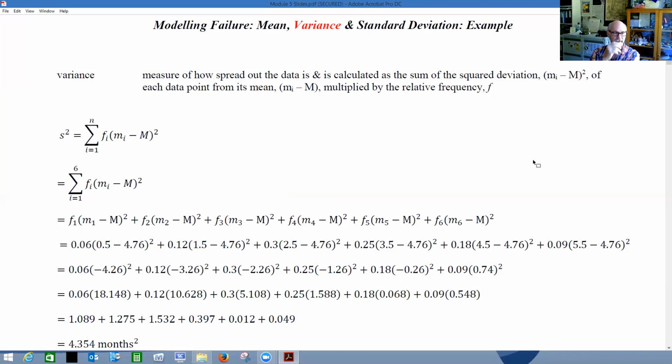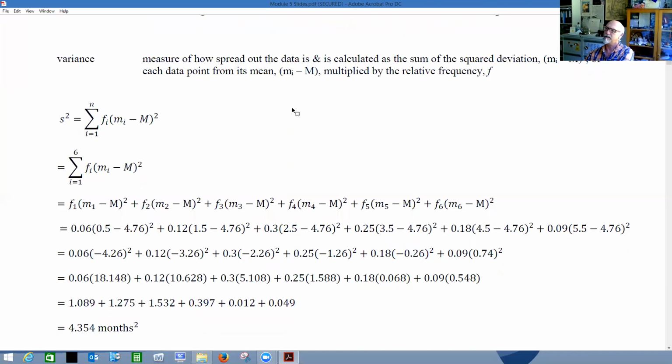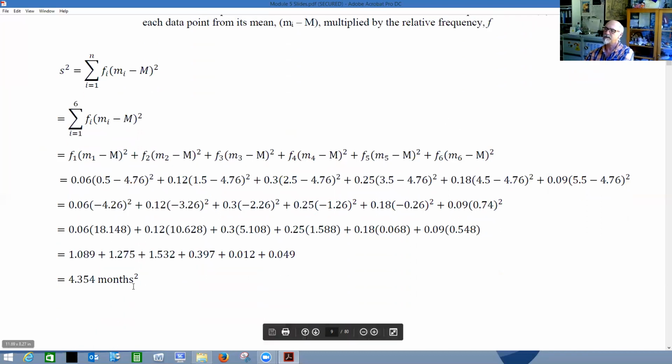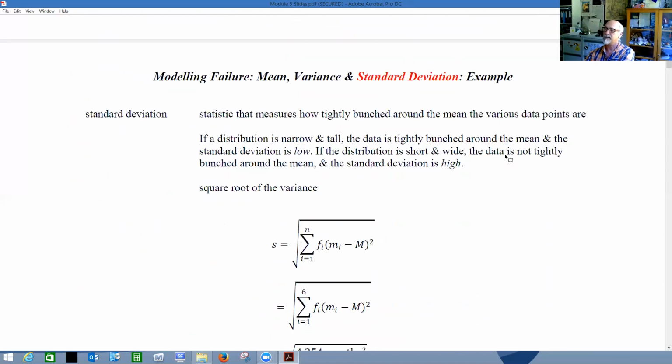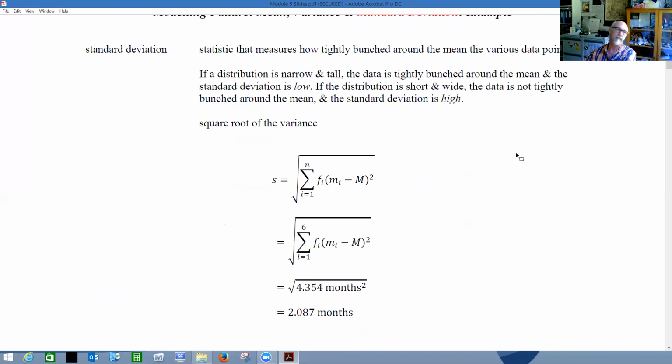So the variance is a calculation of how far beyond, below or above the mean. And again, there's a general formula. So we're talking about 6 months, of course, overall. When we calculate that, the variance is 4.354 months squared. We can go from that and find the standard deviation, which basically is just the square root of the variance.